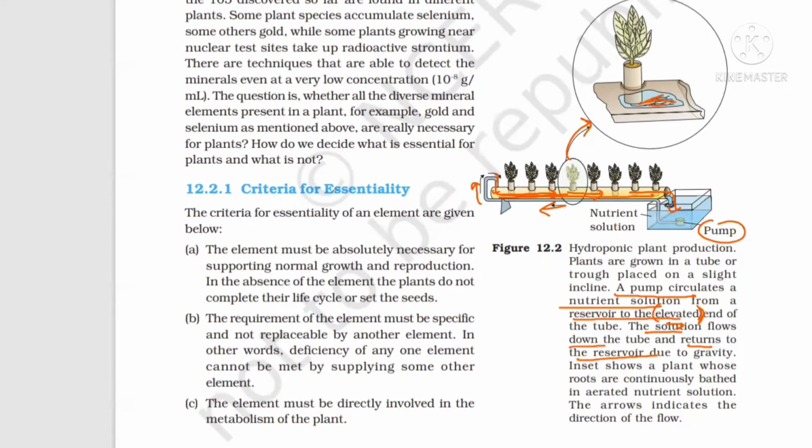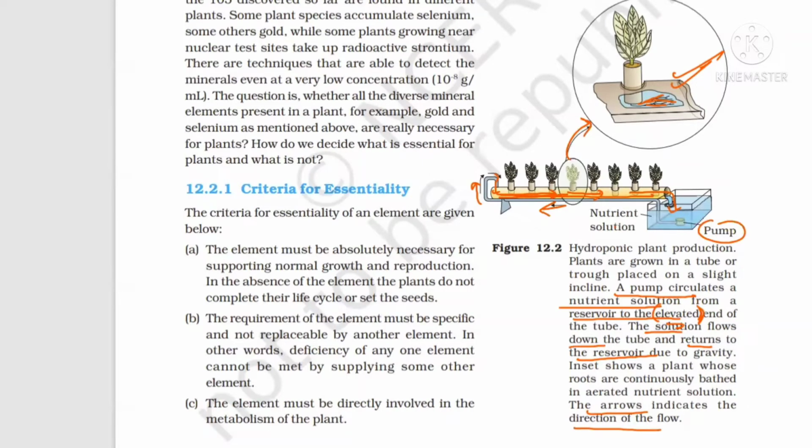Is it clear, beta? And if you see in this diagram, the arrow indicates the direction of the flow. So it is telling us in which direction the roots are actually moving. Roots are always moving towards the tank where the nutrient solution is there.